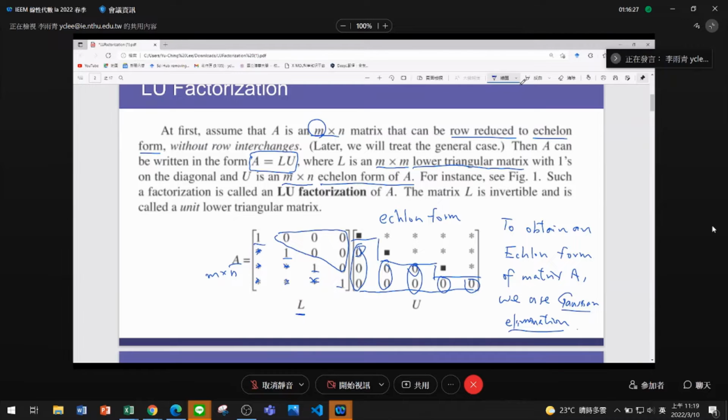And there are also some remarks about the lower triangular matrix. Such a lower triangular matrix is a square matrix, and it should be invertible. L inverse should exist. And it's also called a unit lower triangular matrix. The name unit represents the fact that all the diagonal elements are ones.